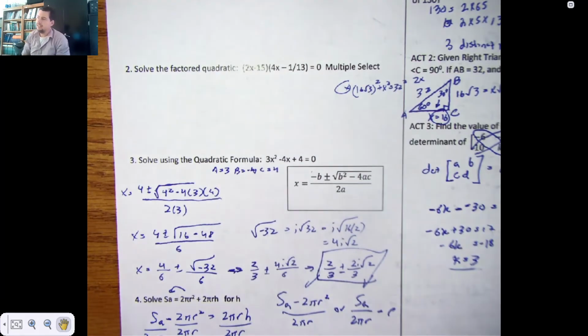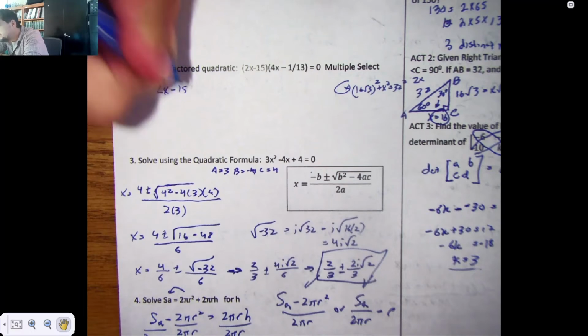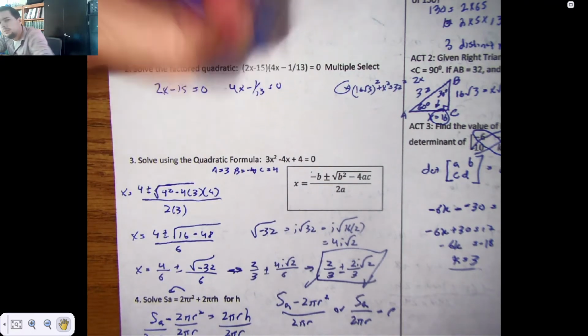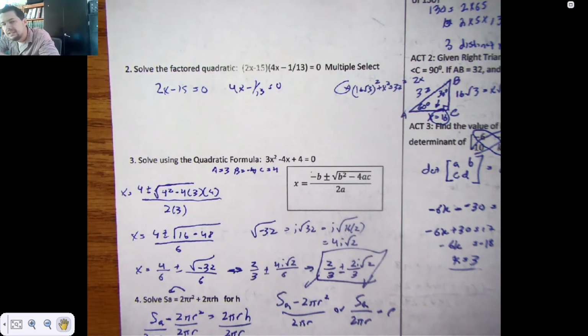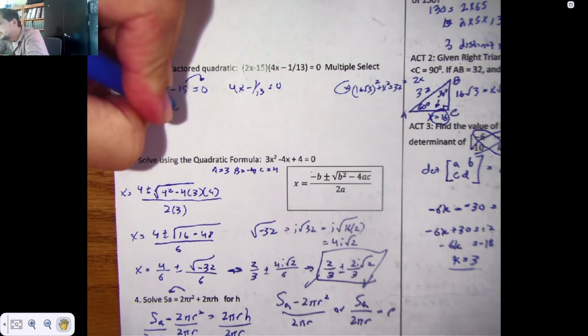All right, number 2 says solve the factored quadratic. Half of y'all missed this on the last basics quiz. What is wrong with you? You said each factor equal to 0. It doesn't get any easier than this. I don't understand what your issue is. This is the easiest thing you could ever possibly do in an Algebra 2 class, is set a factor equal to 0. Really bums me out that you don't get that.